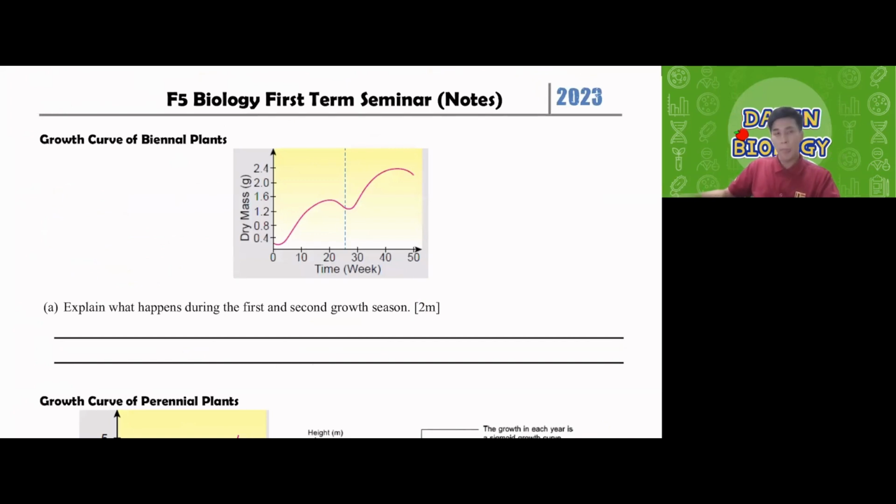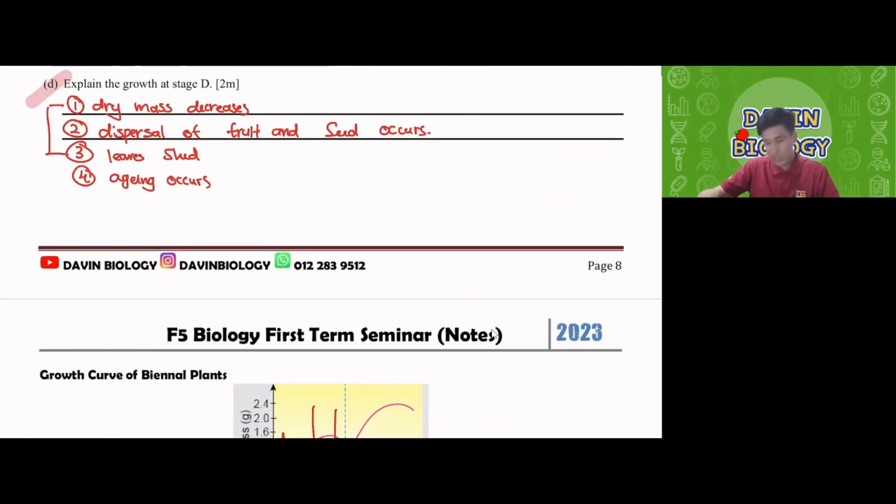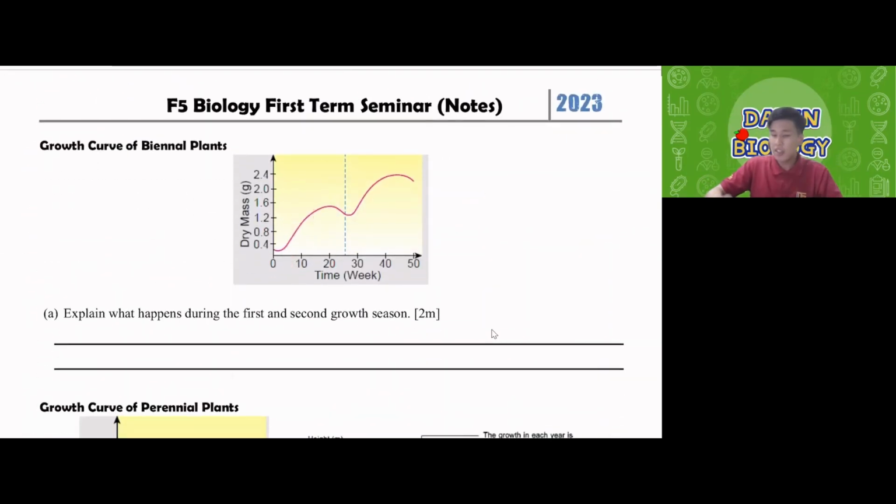All right, biennial, next one. Now, biennial is one of the least asked, because biennial is like nothing special. They won't ask you zone by zone again, because it's the same thing that happens here. So they won't ask the same thing. Here, the most they will ask is just to explain what happened at each growth season, first and second growth season. It means first and second year, what do they do?